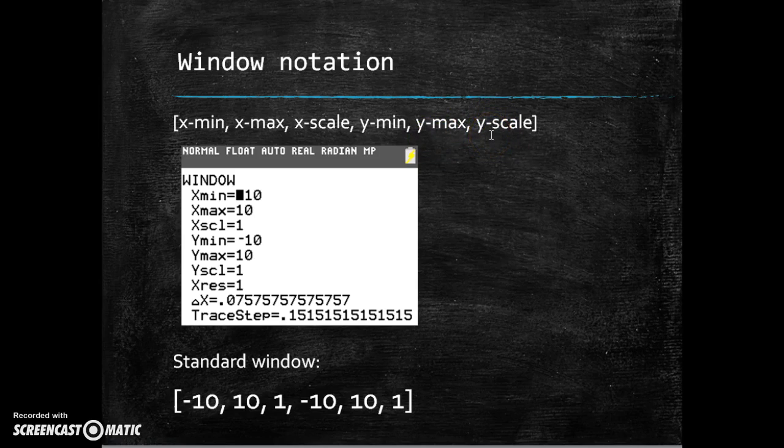Remembering, of course, that your x buttons are the ones that go from left to right, and the y's will go up and down. So when I say x minimum, your x minimum is everything that's on the left side of the graph, actually.